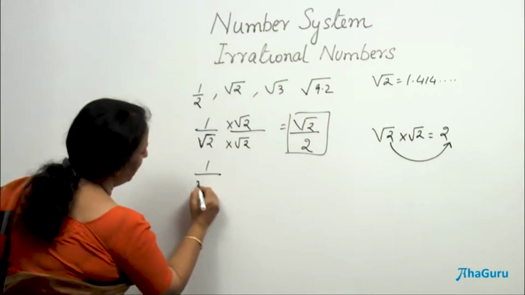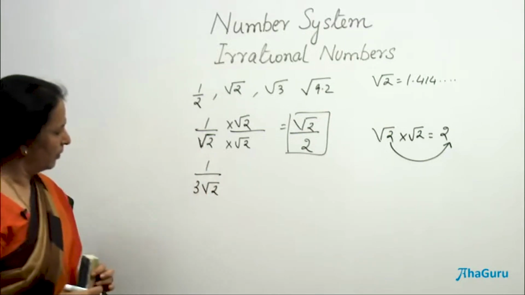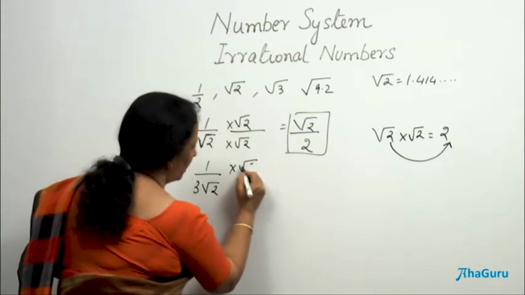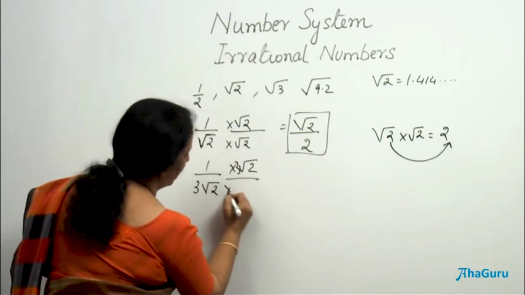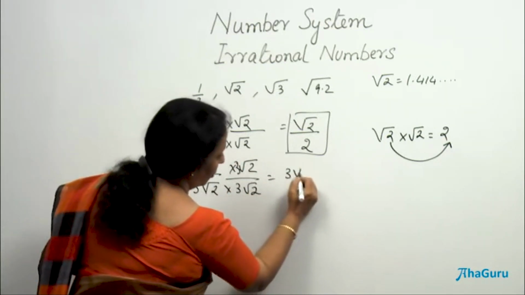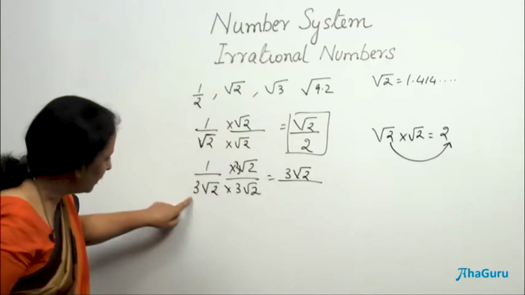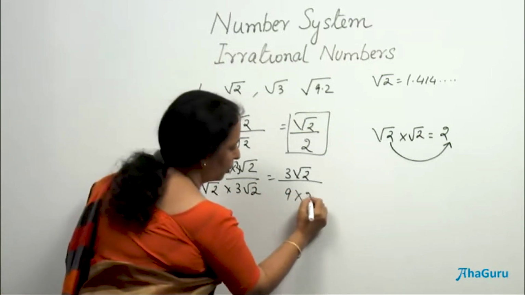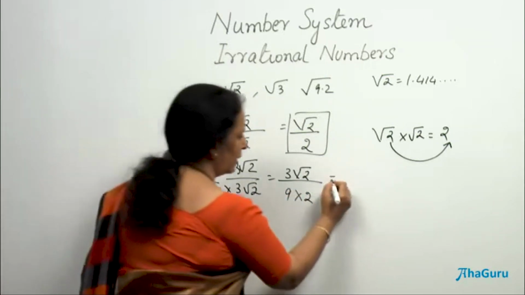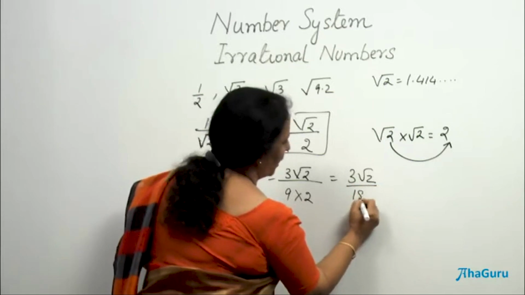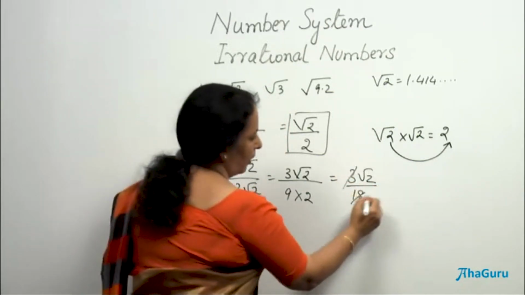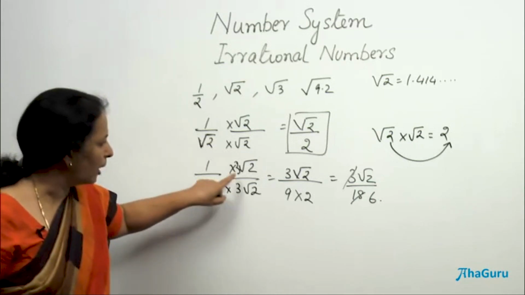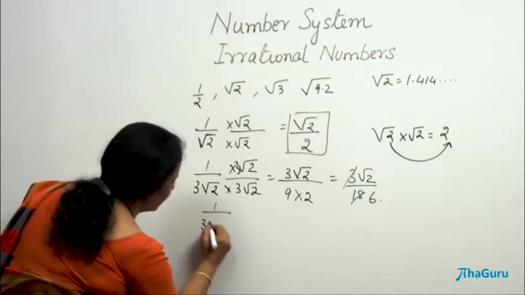For example, 1 by 3 root 2. Now immediately what we will think is, if I multiply both the numerator and the denominator by 3 root 2, I get 3 root 2 in the numerator. What is the denominator? 3 into 3, 9, and then root 2 into root 2 is 2. So, 9 into 2, and I can proceed. This can be written as 3 root 2 by 9 twos are 18. Of course, I can cancel and get 6. But why go through all these things? There is no need to multiply by another 3. I can directly write it like this.